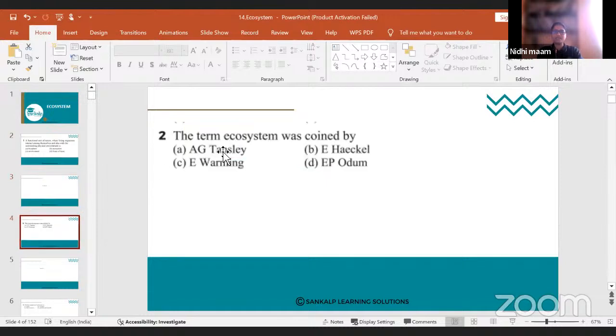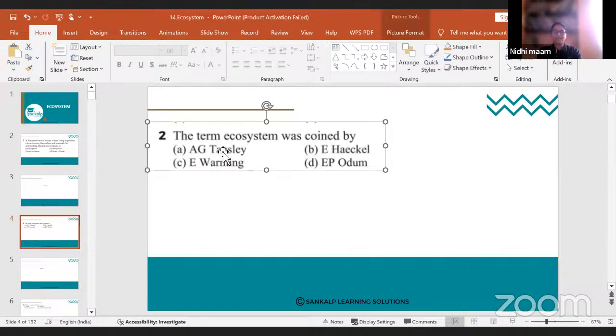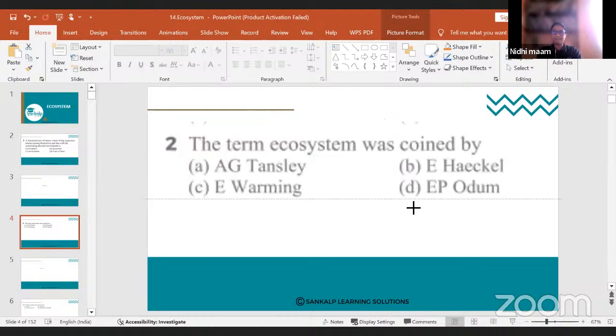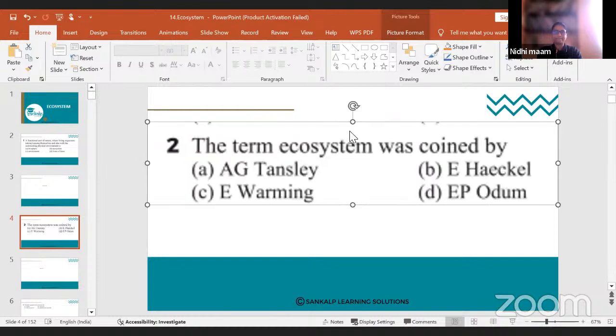The term ecosystem was coined by A. A. G. Tansley, B. Ernst Haeckel, C. E. Warming, D. E. P. Odum. The term ecosystem is coined by. The first quick responses were given by Aishu, Akash, Tasmiya Banu.